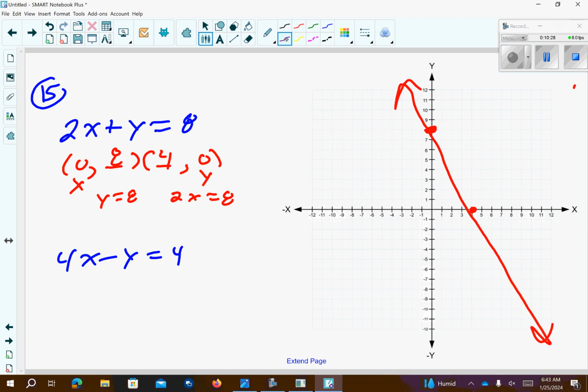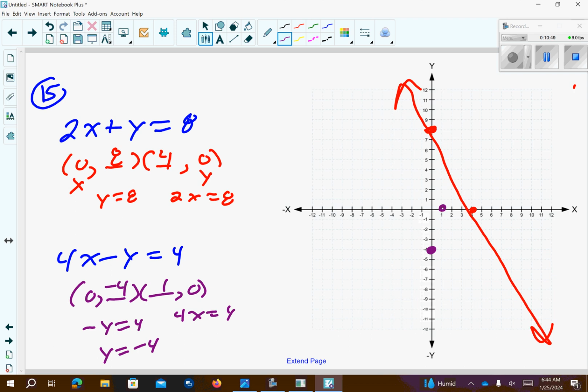Then the next problem, I'm going to get 0 comma blank and blank comma 0. So I'm going to get negative y equals 4, so y equals negative 4. So 0, negative 4 is down here. And then I'm going to plug that y value in, so I'll get 4x equals 4. So x equals 1. And if I did this right, it looks like 2 comma 3 is our solution.